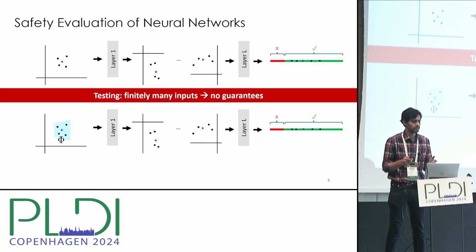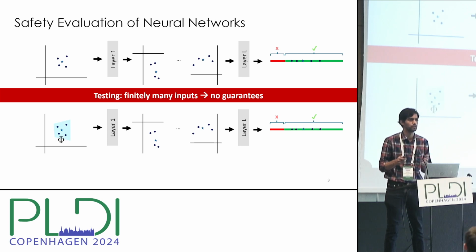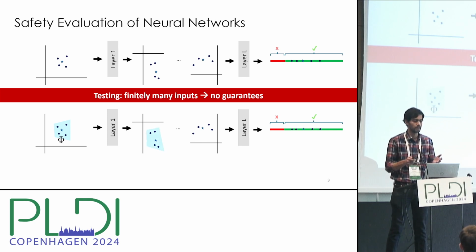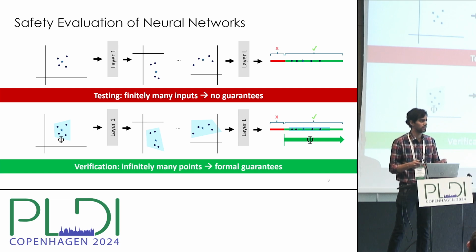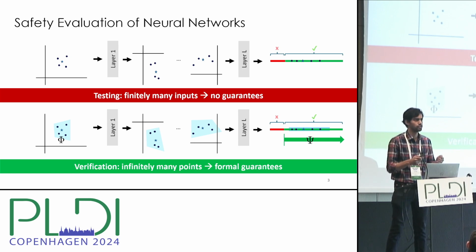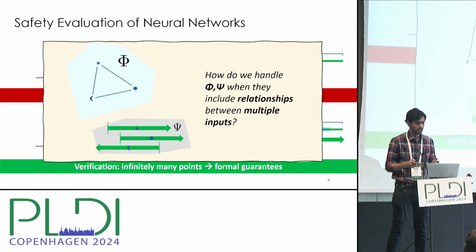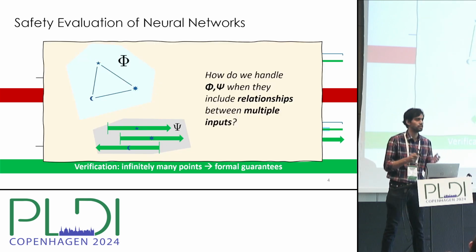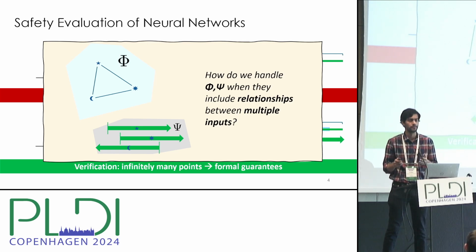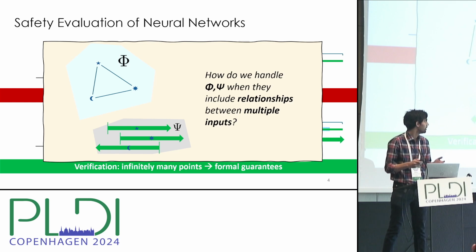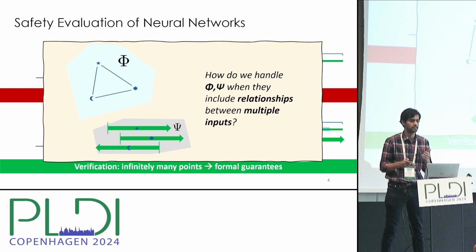In this case, we formally prove that for all inputs satisfying the input specification phi, the corresponding output satisfies the output specification psi. This helps us generalize to infinitely many inputs and also provides formal guarantees about the safety of the neural network. However, most of the existing neural network verifiers work with properties that are defined over single executions and are imprecise for relational properties that are defined over multiple executions on related inputs. This will be the main thing we focus on in this talk.